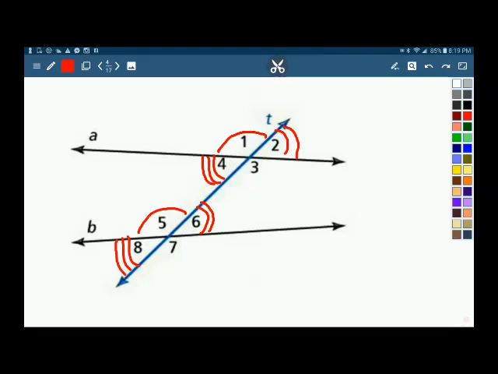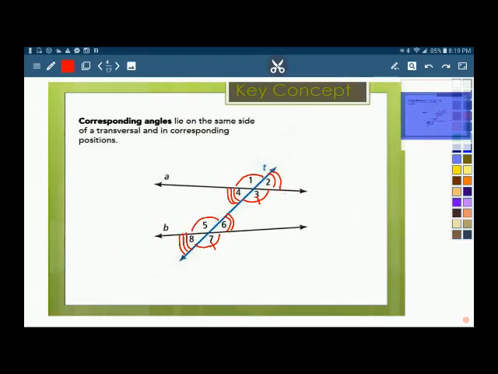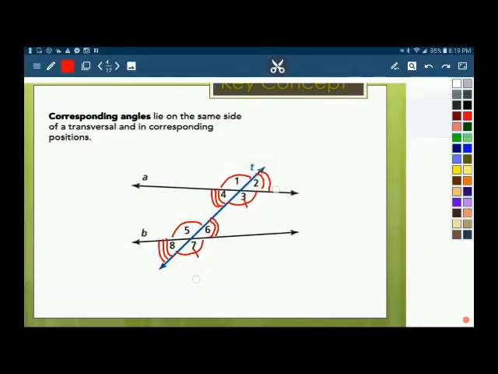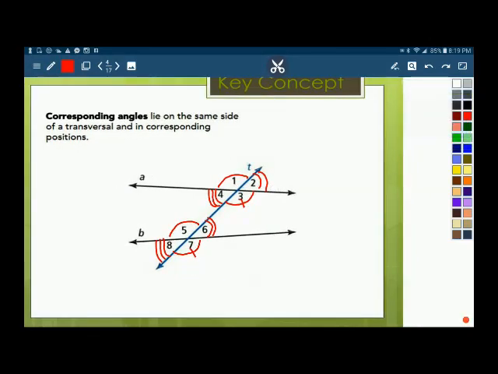Now, 3 arcs is kind of a lot. So if you get above 3 arcs, you can put 4 arcs, but I usually stop at 3, and I'll put 1 arc with maybe a little cross through it to show that it's different from the other 2 angles. So angle 3 is in the bottom right corner, and so is angle 7. So angle 3 and angle 7 correspond to each other. Okay, so that's what corresponding angles will look like.